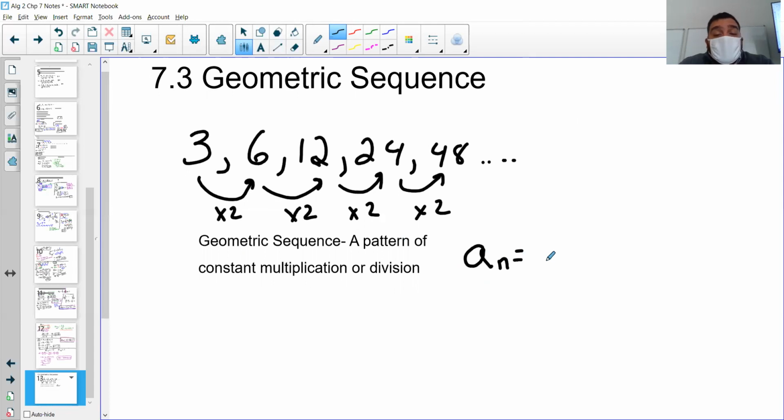As you write, the equation is going to be an equals, just like the previous one is an equals. What was the last equation? A1 plus d times n minus 1. So that was the previous one, that's for arithmetic, so that's a pattern that's adding or subtracting.